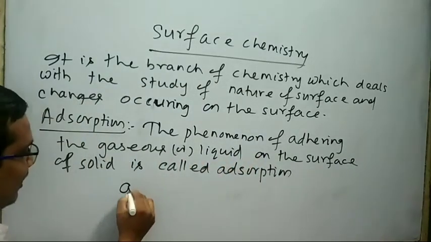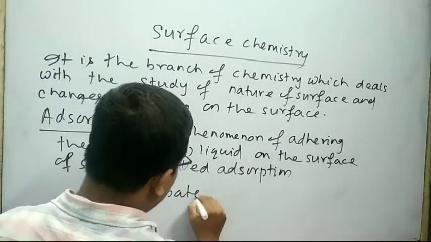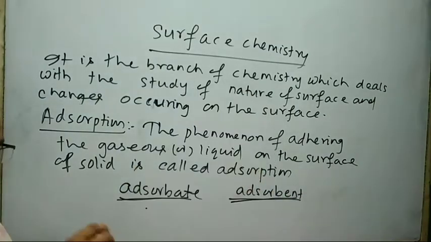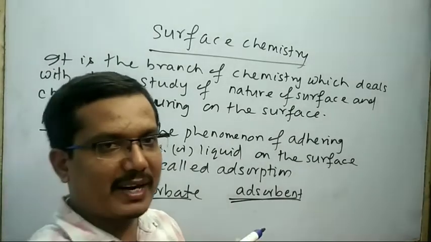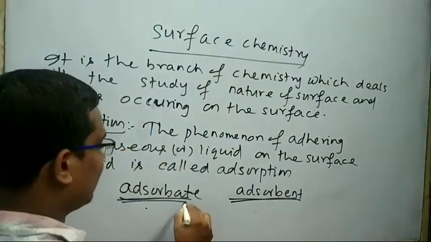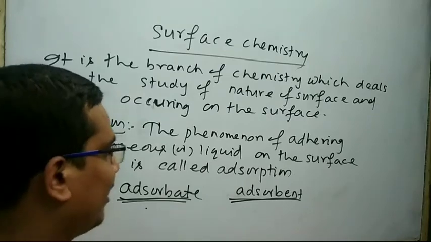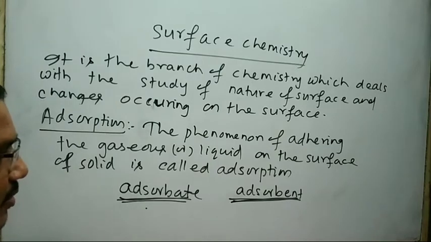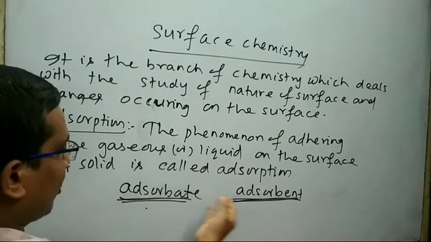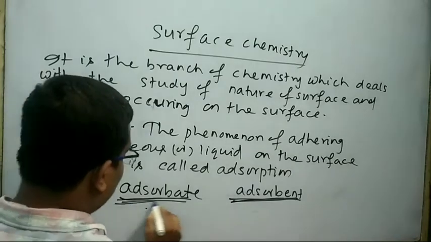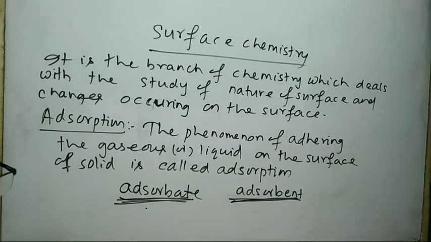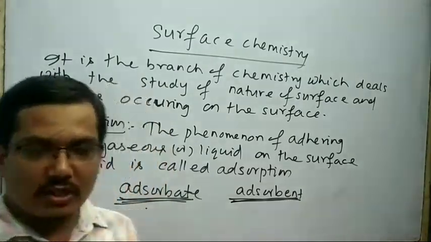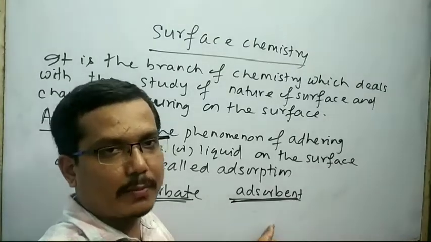One is your adsorbate, another is your adsorbent. In this case, the red color particles are called adsorbate and the surface of the pen acts as adsorbent. That means the substance which gets adsorbed on the surface of adsorbent is called adsorbate. On the other hand, the substance on the surface of which the adsorption takes place is called adsorbent.